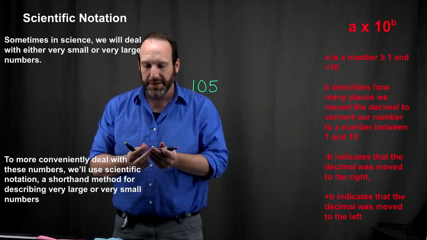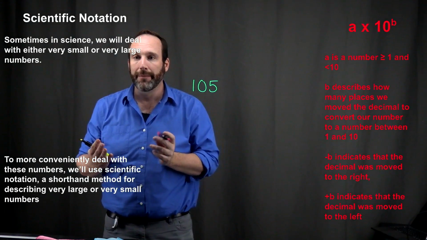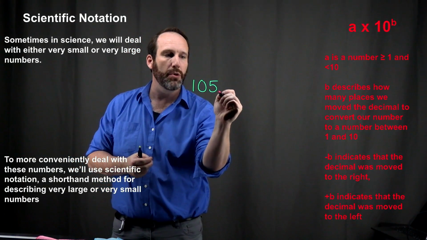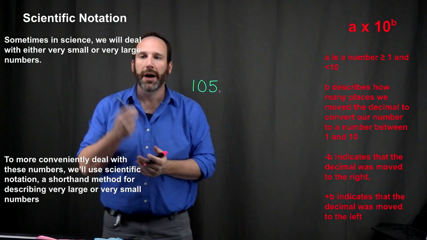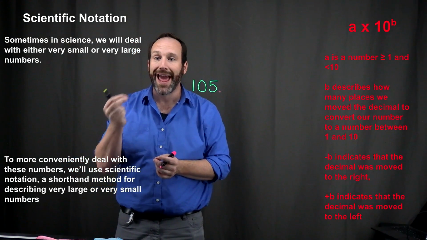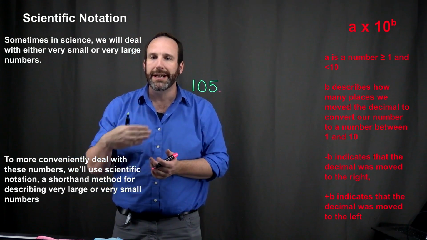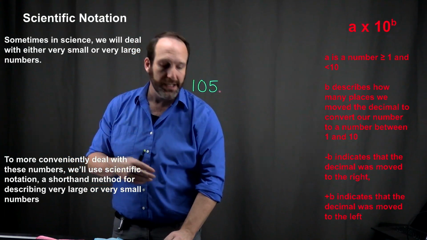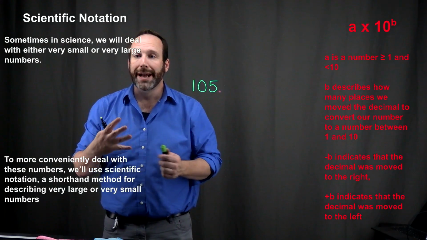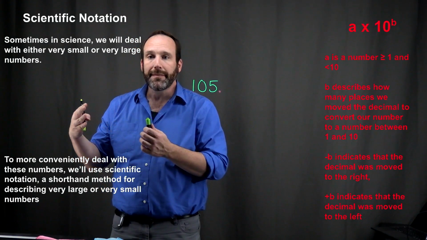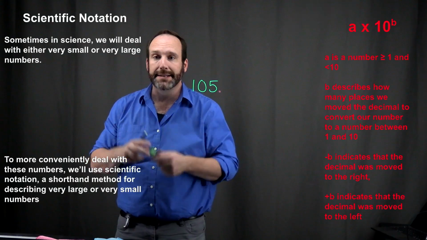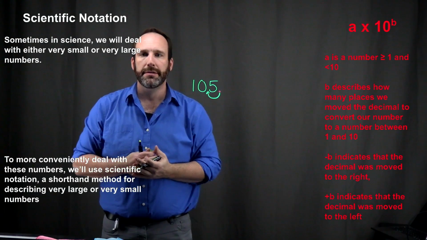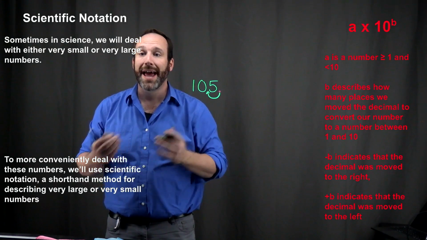Well, the first thing to ask ourselves is, where is the decimal point in this number? It's not written explicitly, but it's there implicitly. We know that there's a decimal point right there, so it's 105 point, right? There's a decimal at the end of that number. Now we need to think about how we can move that decimal point to get the number to look like something that is greater than or equal to 1, but less than 10. Well, if we slide the decimal point one place in this direction, now we've got a number that would be 10.5.